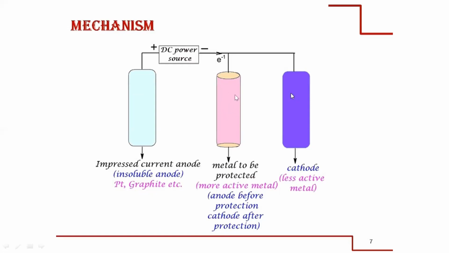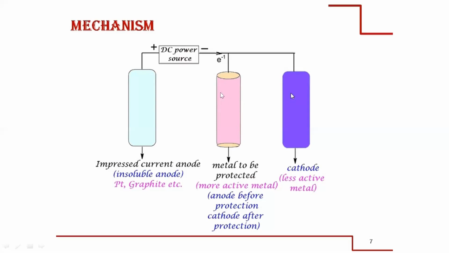What can we do? These metals are connected to a DC power source. The negative terminal of the power supply is connected to this metal, whereas the positive terminal is connected to an insoluble anode like platinum or graphite. Now, when you apply a current more than the corrosion current, what do we mean by corrosion current?